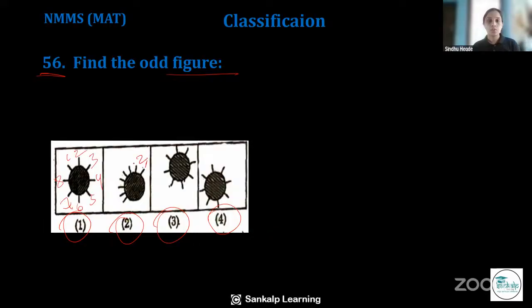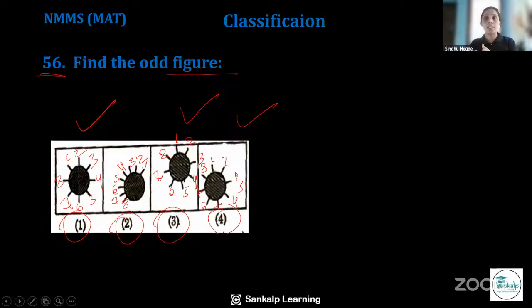So this one is symmetry because all the images contain one circle, and a total of 8 straight lines are arranged outside that circle. But the different thing is, in images 1, 3 and 4, all the 8 lines are arranged with equal space. Only in image 2, the 8 lines are not arranged equally.